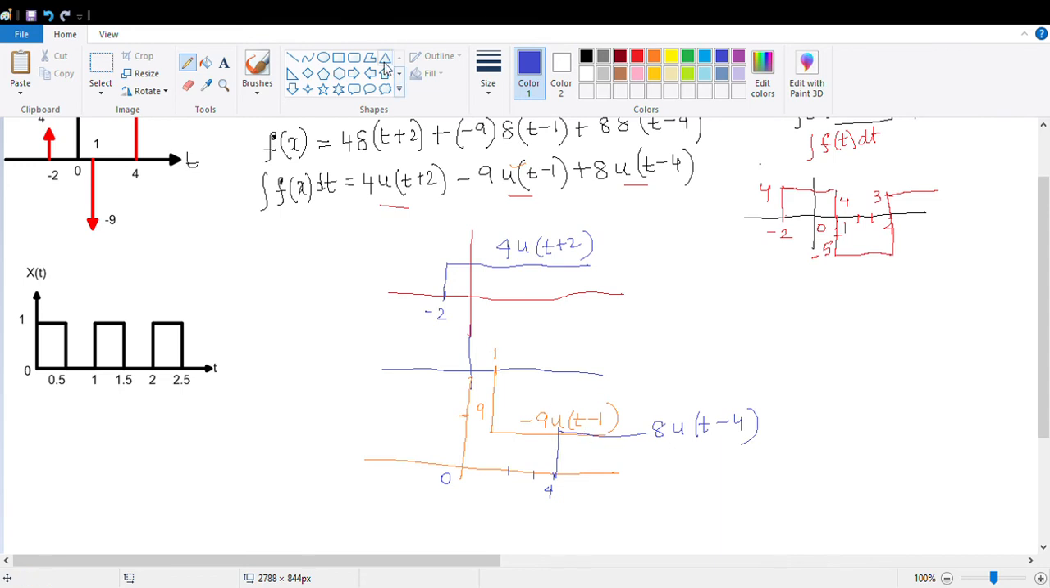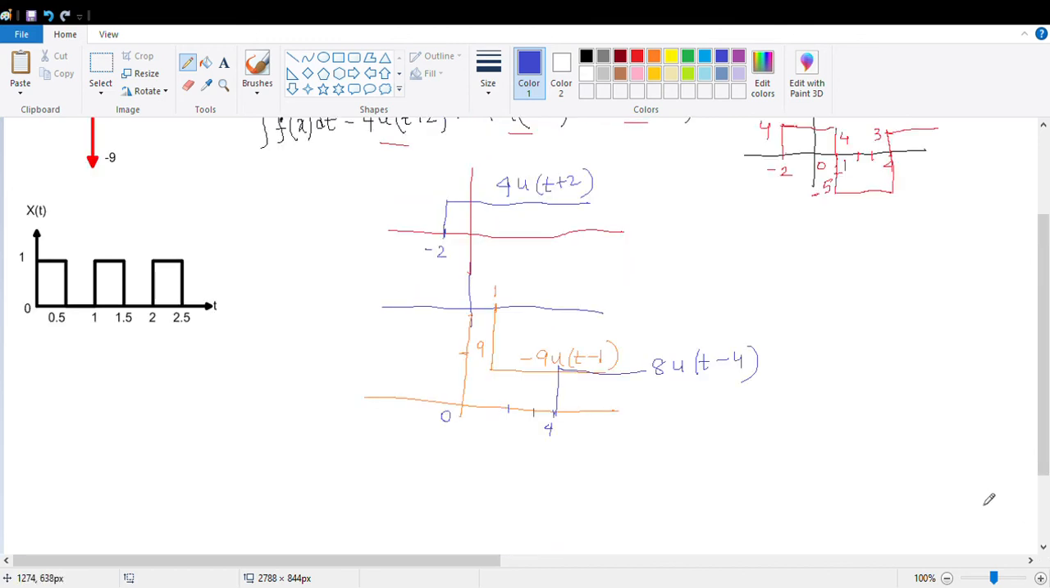Now, they are basically in an algebraic summation. So if I make the algebraic summation, how will it look? Now I want to draw the algebraic summation of these three. So what is going to happen now? First, it will start from this. This algebraic summation will start from -2. At -2 it is 4ut plus 2.